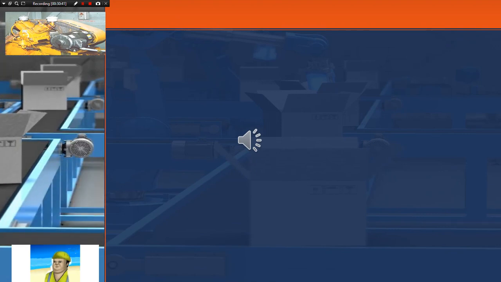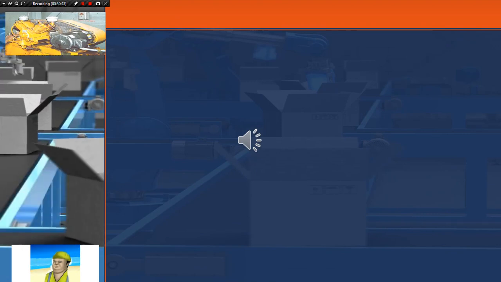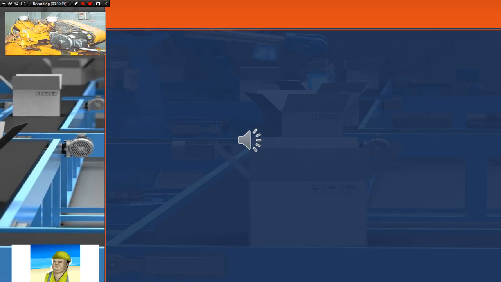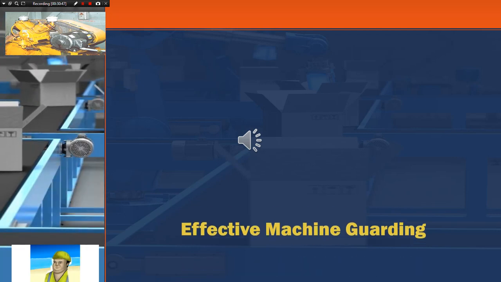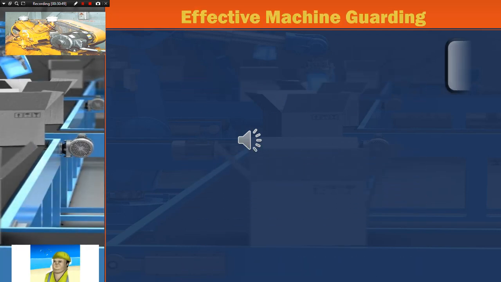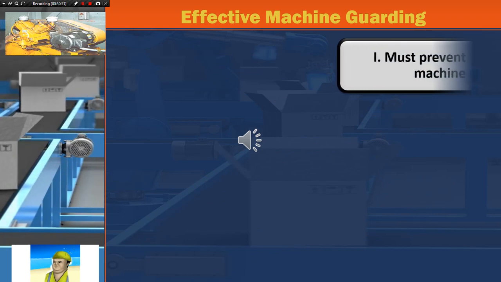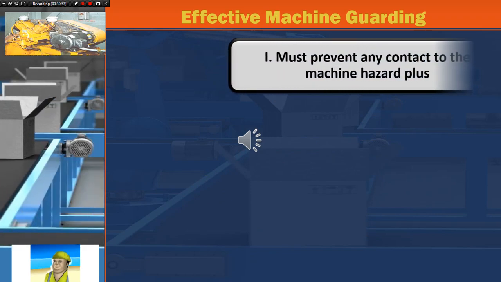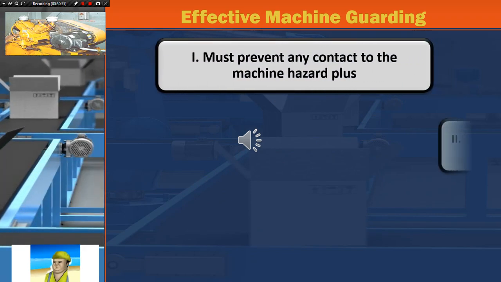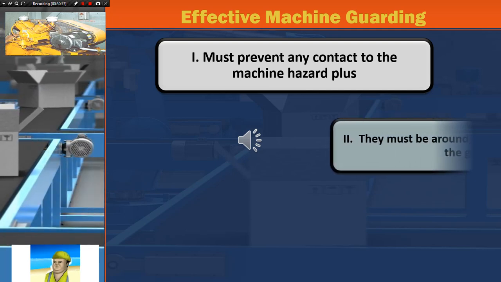Effective machine guarding techniques. 1. It must prevent any contact with the machine hazard. 2. There must be no way around, over, through, or under the guard. It must be so designed and constructed as to prevent the operator from placing any part of his or her body in the danger zone during the operating cycle.